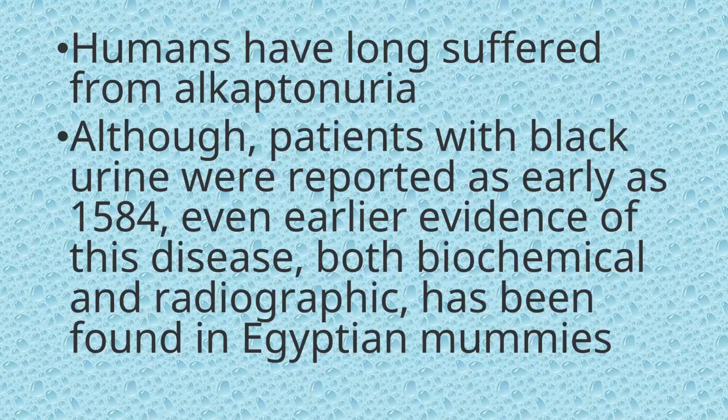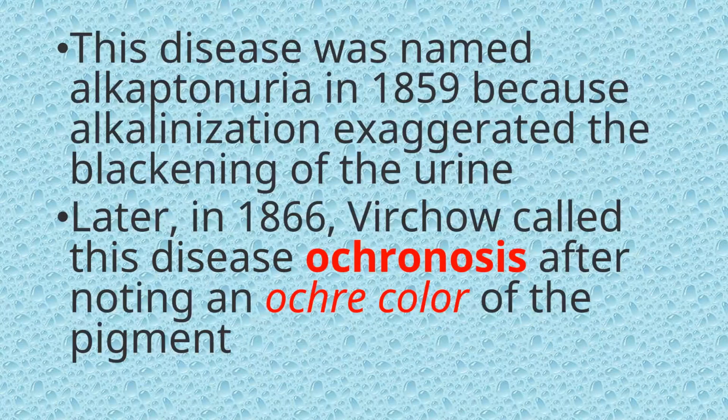Humans have long suffered from alkaptonuria. Although patients with black urine were reported as early as 1584, even earlier evidence of this disease, both biochemical and radiographic, has been found in Egyptian mummies. The disease was named alkaptonuria in 1859 because alkalinization exaggerated the blackening of the urine. Later, in 1866, Virchow called this disease ochronosis after noting an ochre color of the pigment.